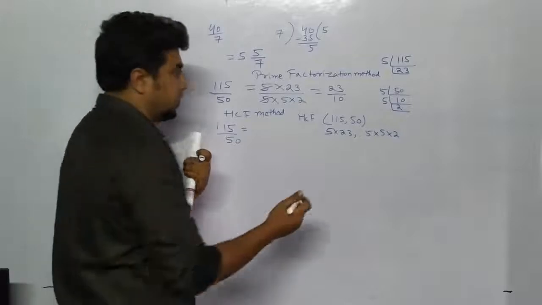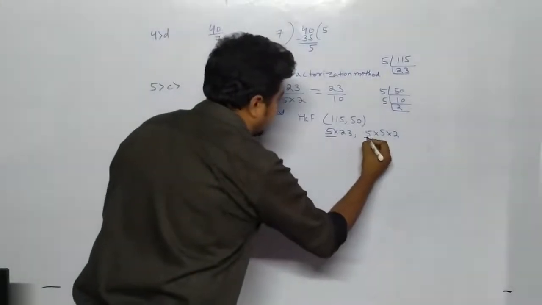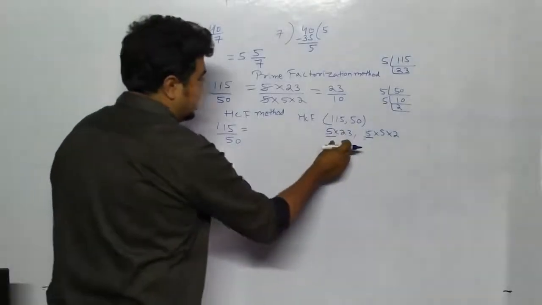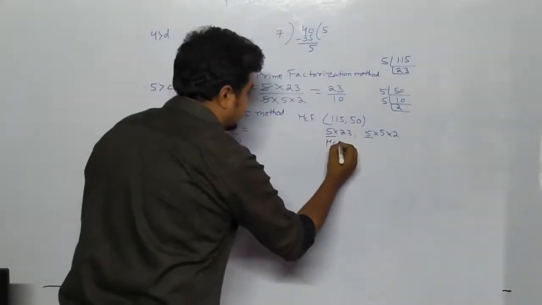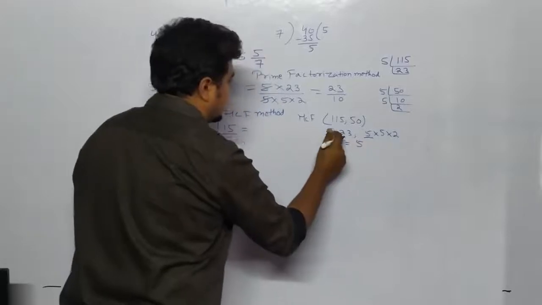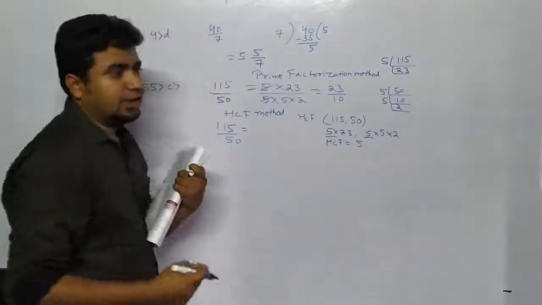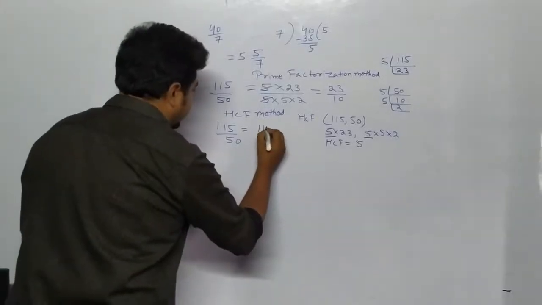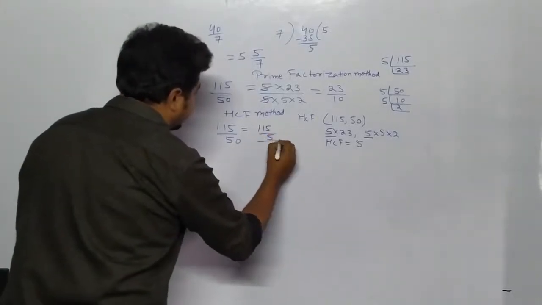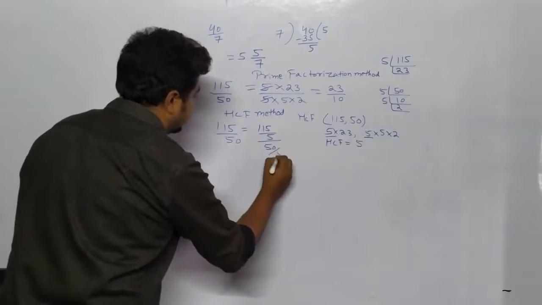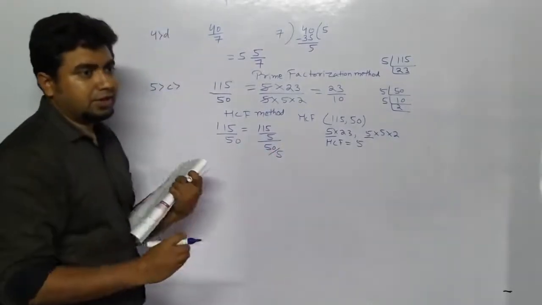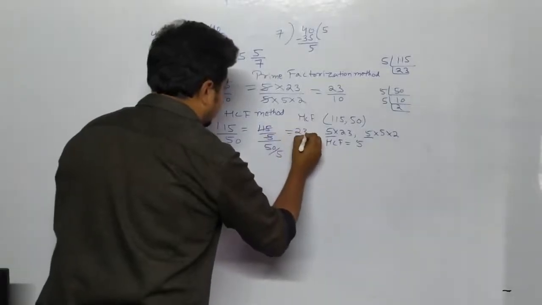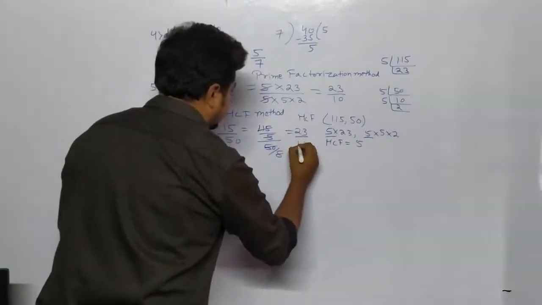HCF means highest common factor. First you find the common part. Common is 5 here, here also it is 5, and that is the only factor, so it can be considered the highest also. HCF here is 5. You divide the numerator by 5 as well as the denominator by 5, because this method suggests that you have to divide numerator and denominator by the HCF. While dividing by the HCF, you will be getting 23 by 10.